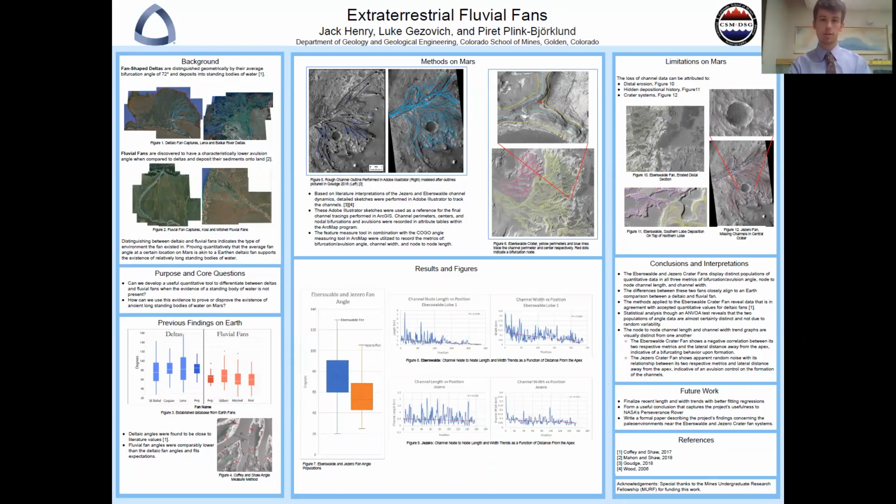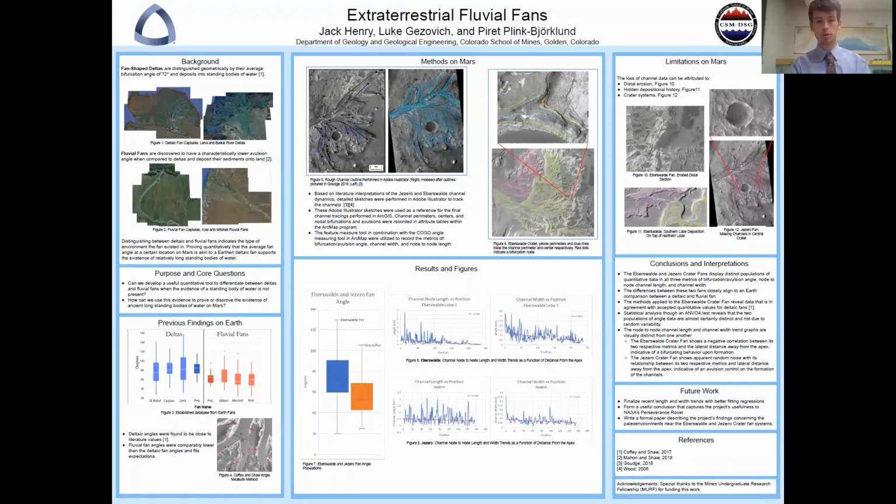Considering that the two types of fans deposit into distinctly different environments, deltas into standing bodies of water and fluvial fans onto land, they produce distinct geometries that we can actually measure to determine the fan type, even when the context of a standing body of water doesn't necessarily exist, as is the case on Mars.